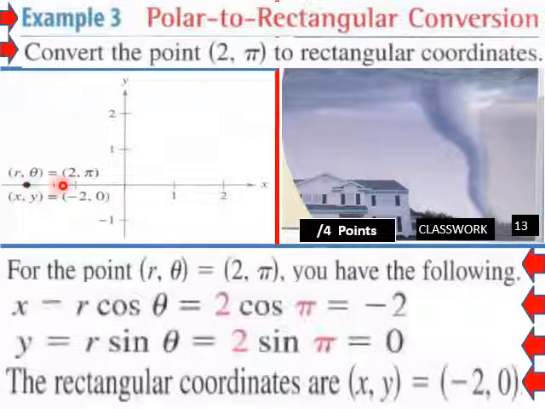(r, θ) = (2, π). Then this (x, y) position would be (−2, 0) for this point. Remember, π is your 180 degree position, and then your 2 would be 2 units out from your pole, from your origin here. So that'd be another way that you could look at it.